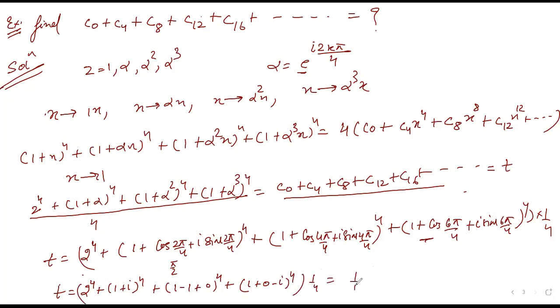It will become 1 upon 4, 2 raised to the power 4, times 1 plus iota raised to the power 4 plus 1 minus iota raised to the power 4. Got it?